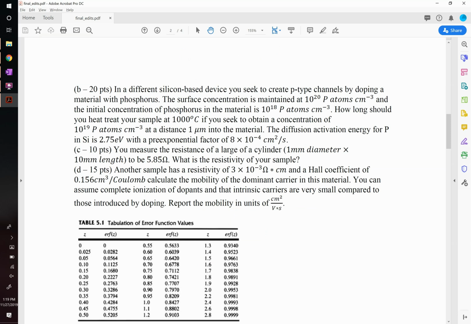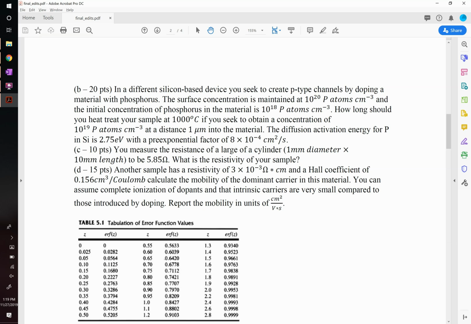It says, in a different silicon device, you seek to create n-type channels by doping with phosphorus. The surface concentration is maintained at something, and the initial concentration is something. Anytime you see that something's being maintained, that means that time is changing. If we say the initial concentration, that definitely is a red flag. This is non-steady state diffusion because there's an initial value which is going to be changing.